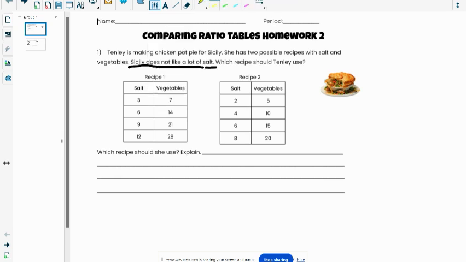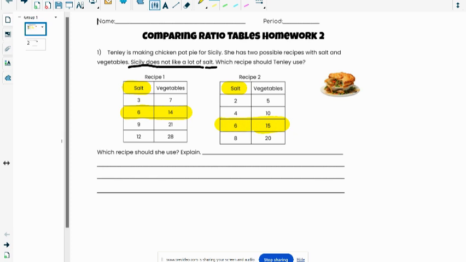Okay, so we are looking for a number that is the same in the same exact column. For example, I need to find a number that's the same in the salt column in order to compare. Okay, well, I've got 3, 6, 9, 12. Over here, I have 2, 4, 6, 15. So I notice both of them have a 6. And I'm going to highlight the whole thing going across. That way, it's easy to see what numbers we're comparing.